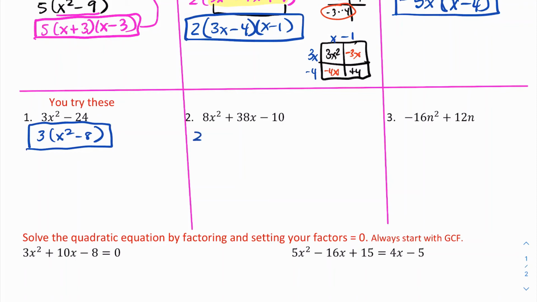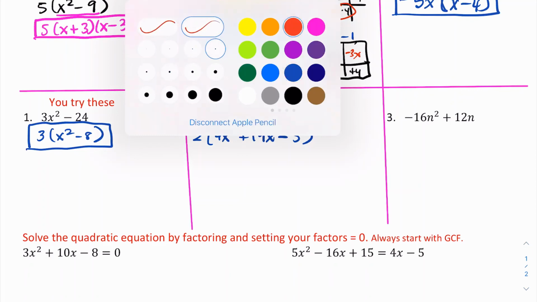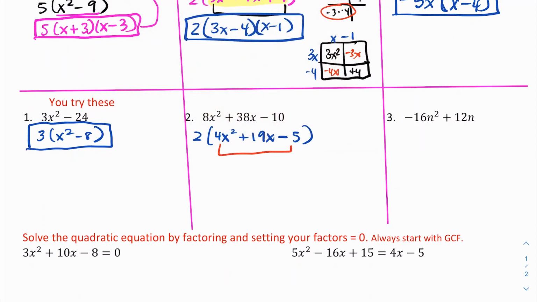For the second one, we can factor this. They all have a 2 in common because they're all even. That leaves 4x squared plus 19x minus 5. And then if I multiply these two together, negative 20 to get 19. So it's going to be 1 times 20, and the 1 will be negative.